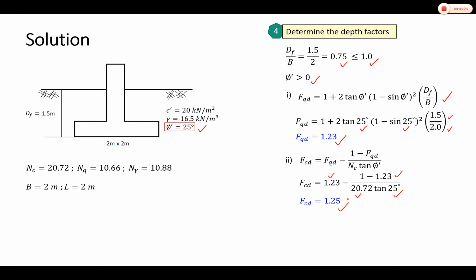So this is the FCD, 1.25. And finally, F gamma D is equivalent to 1. If you refer back to the depth factor relationship, the F gamma D will equal to 1 for the case of angle of friction more than 0.